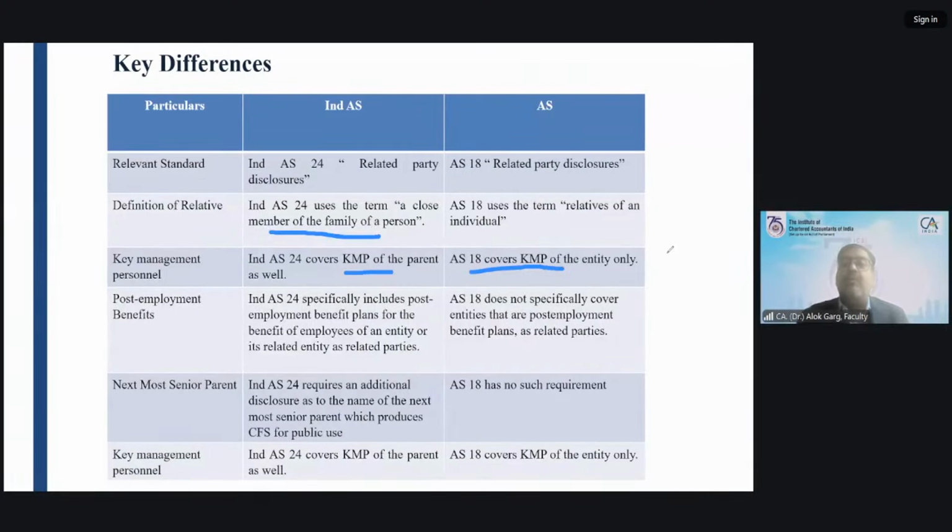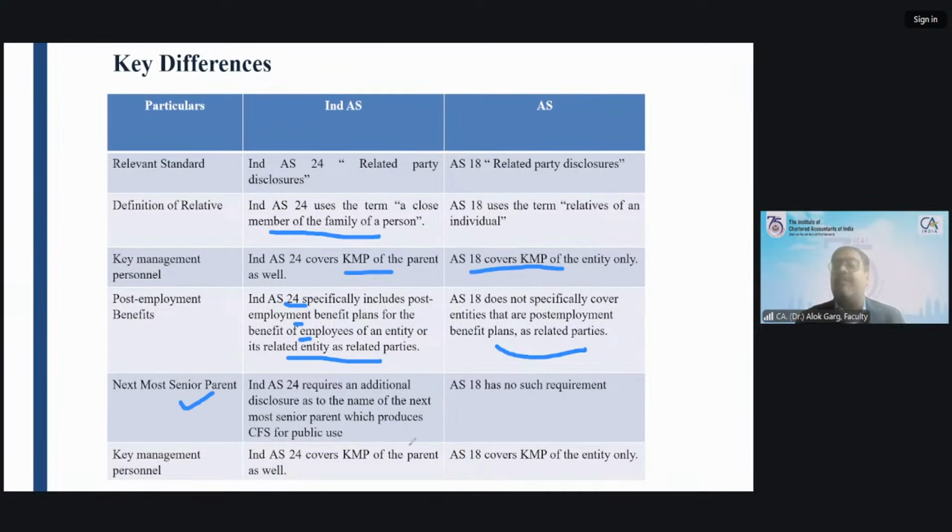Post-employment benefit. AS 18 does not specifically cover entities that are post-employment benefit plans as related parties. Ind AS 24 specifically includes post-employment benefit plans for the benefit of employees of an entity or its related party entity as a related party. You must have seen many entities create a provident fund trust, PF trust, gratuity trust. What is this trust? A post-employment benefit plan trust. So Infosys has a PF trust. Whether that PF trust is a related party to Infosys, the answer is yes.